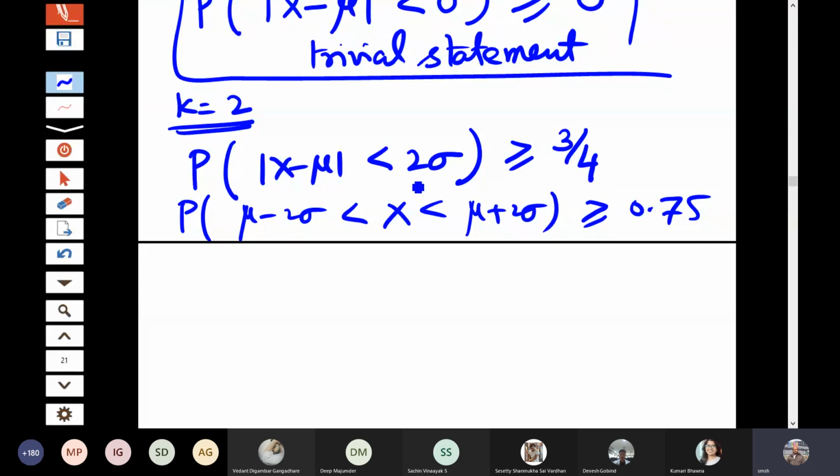Now you can change, in place of k equal to 2, you can put k equal to 3 and so on. So for example, if I put k equal to 3, then I will get 1 minus 1 by 9, that is 8 by 9. And 8 by 9 is, of course, almost 0.9. So in any given distribution, between mean minus thrice the standard deviation to mean plus thrice the standard deviation, you have almost 90% of the probability content. So these are general statements that you can make.